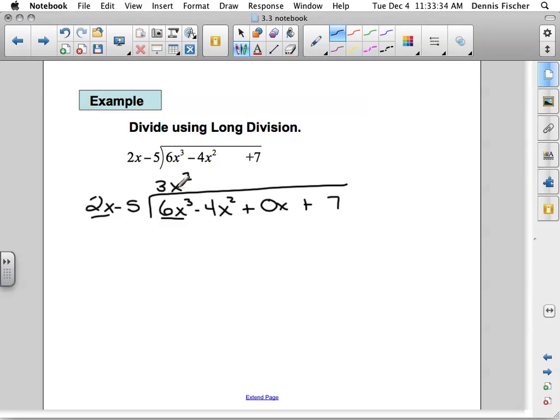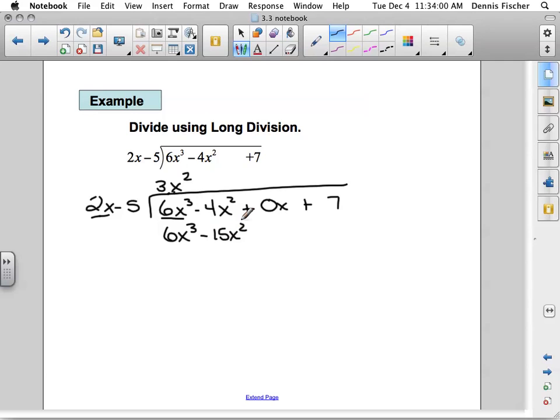Now what we're going to do here is take what we just put up here, 3x squared times 2x, we're going to get 6x cubed, right? Now we're going to take 3x squared times a negative 5, negative 15x squared, and put it where it belongs underneath the x squared. So it's kind of like foiling. So you just forget about the 5 until that step.